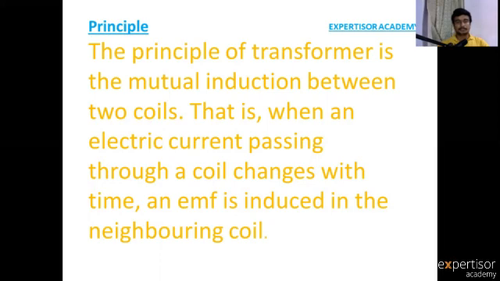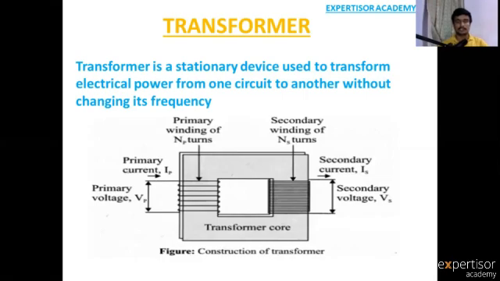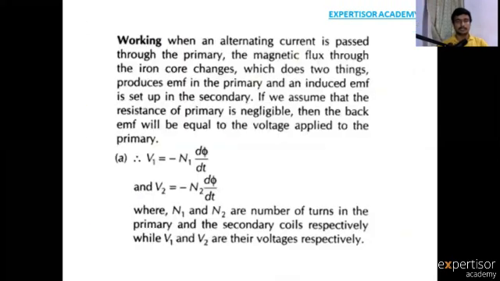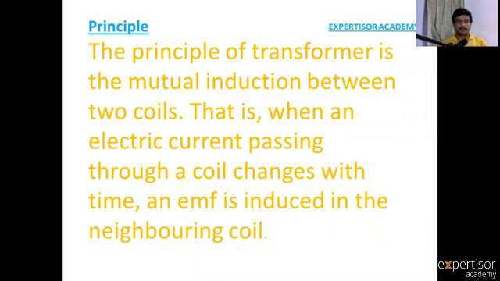the principle to work the transformer. The principle of transformer is the mutual induction between two coils. So what is the mutual induction? Consider two coils like in transformer, primary and secondary coils. An EMF is generated in one coil, and by using this primary coil, the EMF is generated in the secondary coil also. So this is the mutual induction between the two coils.